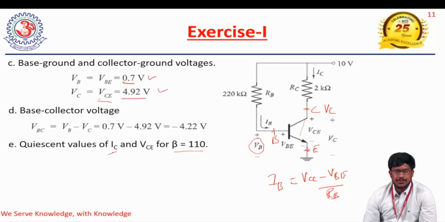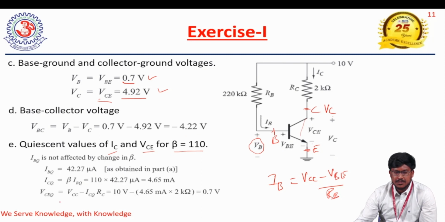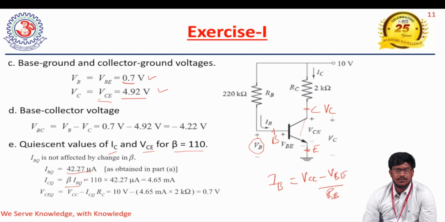Once the collector current changes, the collector to emitter voltage will also change. Whenever beta changes, these two parameters change. We'll see that one by one. Whenever beta changes, the new collector current value is given by IC equals beta times IBQ. With respect to IB, we consider the previous value only, that is 42.27 microamps. In the previous case beta is 60, but here it is 110. After substituting these two parameters, we obtain the collector current as 4.65 milliamps.